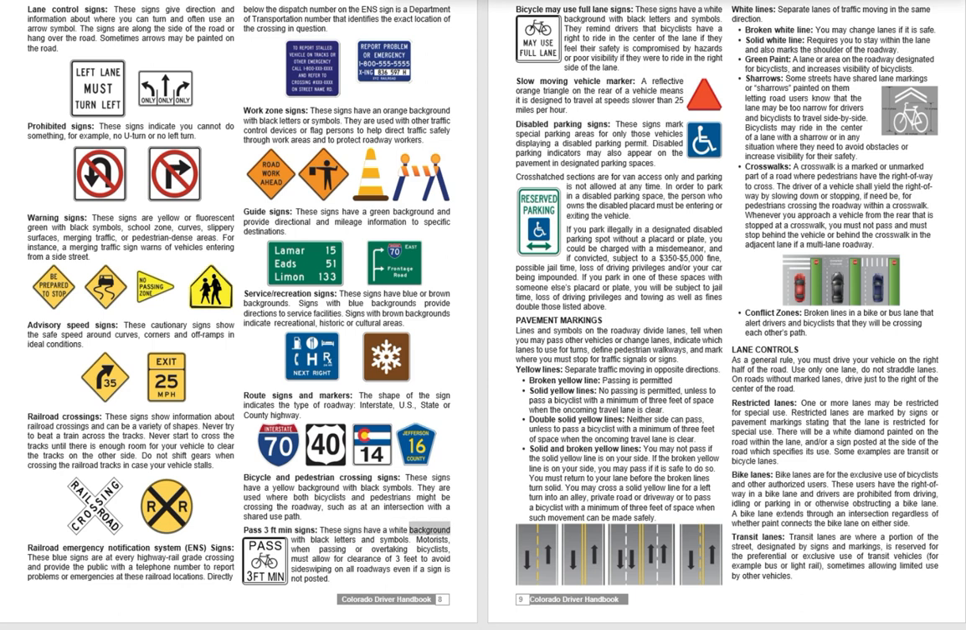Pass 3-foot minimum signs. These signs have a white background with black letters and symbols. Motorists, when passing or overtaking bicyclists, must allow for clearance of 3 feet to avoid sideswiping on all roadways even if a sign is not posted.